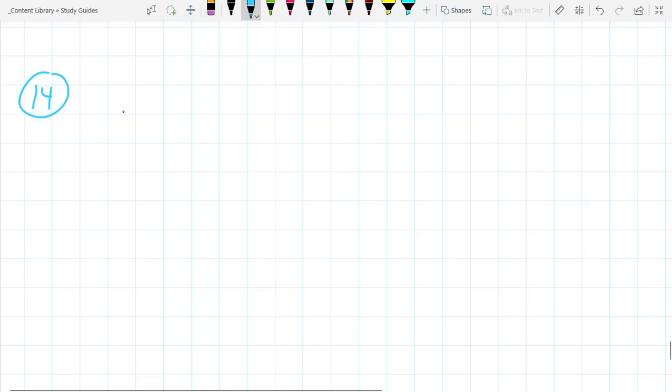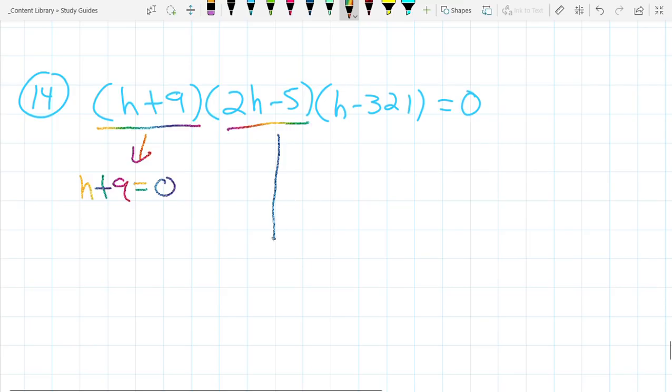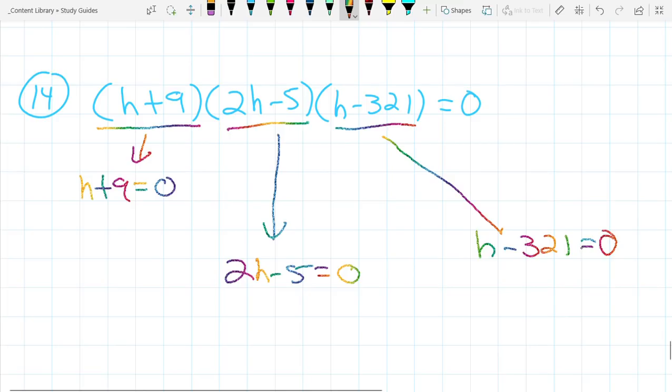14. We have h plus 9 times 2h minus 5 times h minus 321 is equal to 0. So again, we have just h's, so we're going to play the game of opposites. And if we look at this, this is one that's been done, most of the work's been done for us. So when they multiplied, the answer was 0. So either this parentheses was your 0, or maybe it was this parentheses that was your 0, or maybe it was the last one that was your 0.